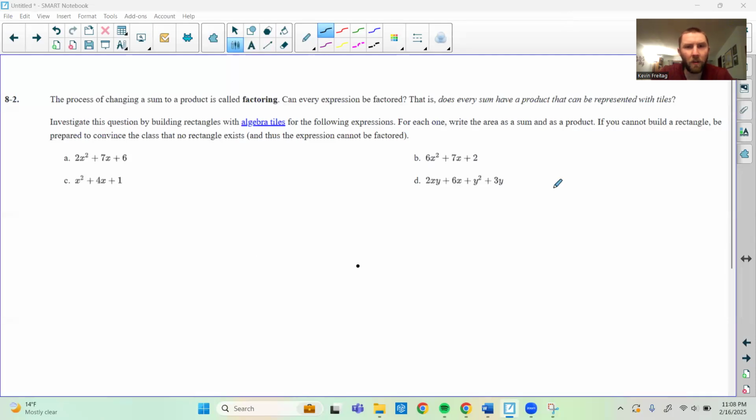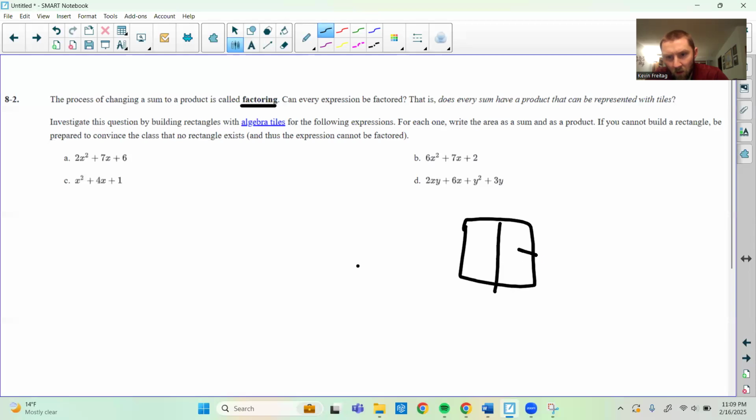Okay, and here is problem 2 from chapter 8, section 1.1 that I'd like to help you through right now as well. It talks in the problem about the process of factoring. The process of changing a sum, which you see here in A, B, C, and D, to a product is called factoring. Now, back in chapter 3, we've been going the other way, right?